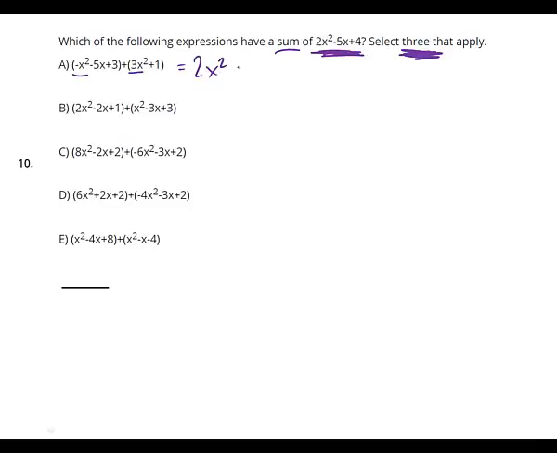Negative 5x goes in the middle, it looks like. And then 3 plus 1 is what? 4. This is total SBAC type stuff. Did that one work? Yes. So that one we get to keep.